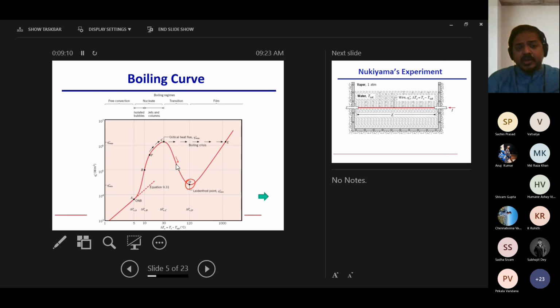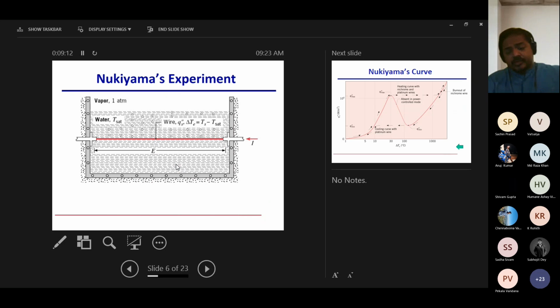So therefore, what will happen? That's the question. What will happen? I told you before that it's much easier to do a power controlled experiment. Probably we mostly do power controlled experiments. Temperature controlling is very difficult.